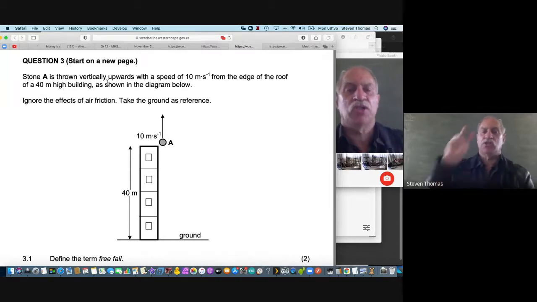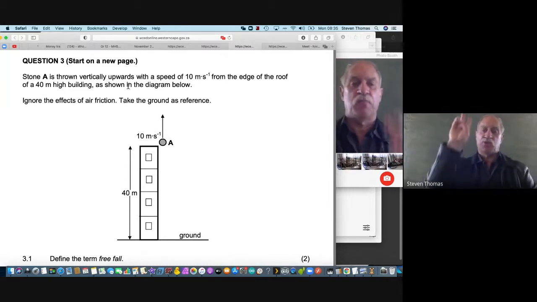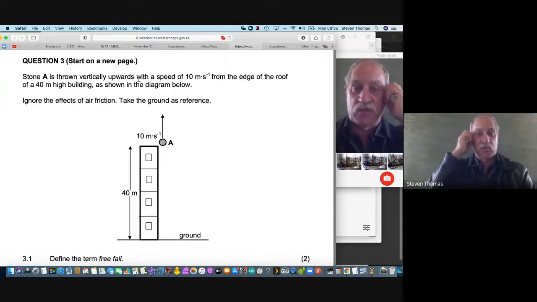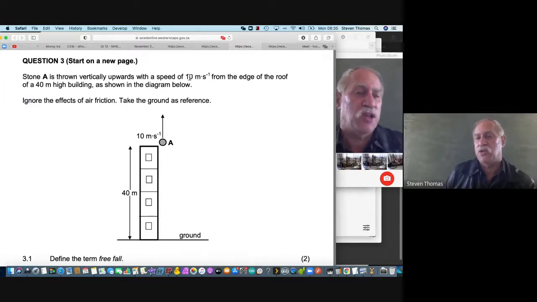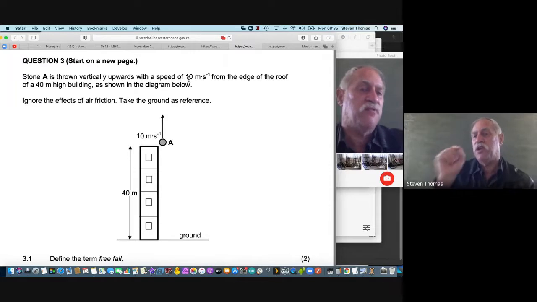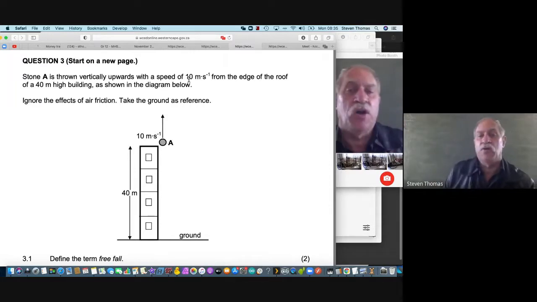A stone is, so this is a vector problem. A stone is thrown upwards, positive. I always like positive upwards at V initial 10 meters per second. Is that a positive 10? Yes, it's a positive 10. What other values do we know? Must we start writing our variables down? Yes. We know that the gravity is going to be minus 9,8.